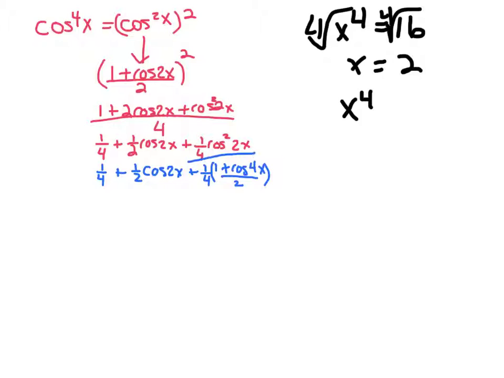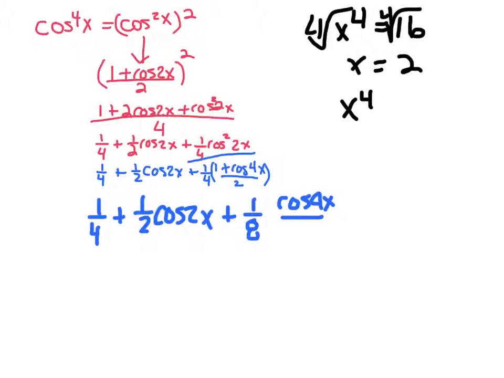So now we have 1 plus cosine of 4x over 2, and so we end up with, let's see, this 1/4 plus this 1/2 cosine 2x plus 1/4 times 1/2 is 1/8. And then 1/4 times cosine 4x over 2 is cosine of 4x over 8.